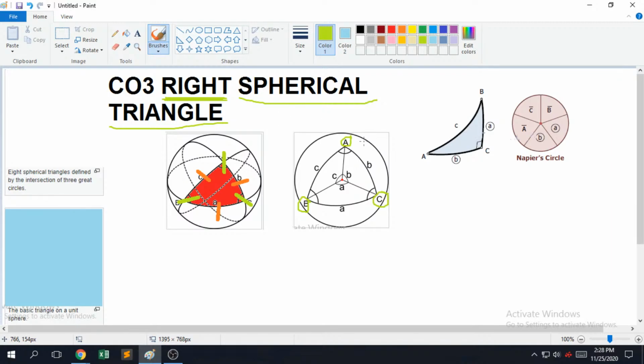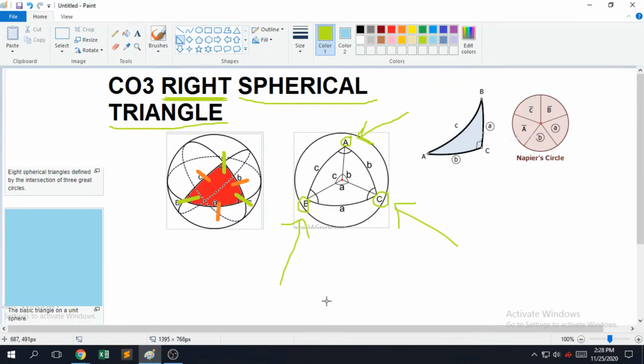So for example, if angle A is 90, then angle C and angle B should not be 90 for it to be considered a right spherical triangle. So only one angle should be 90 degrees. Only one internal angle.